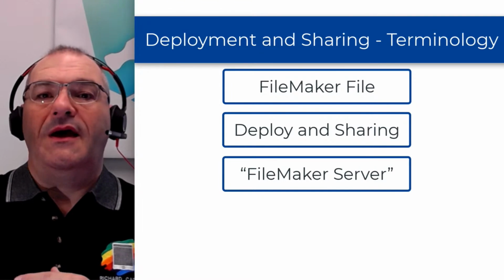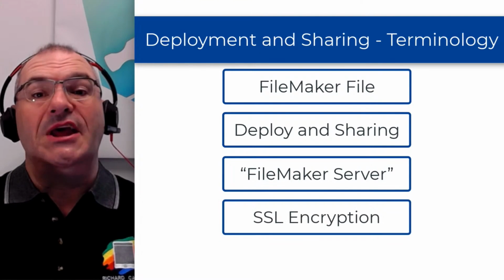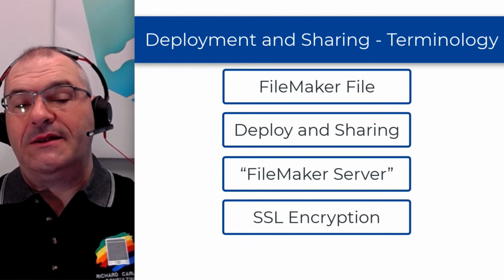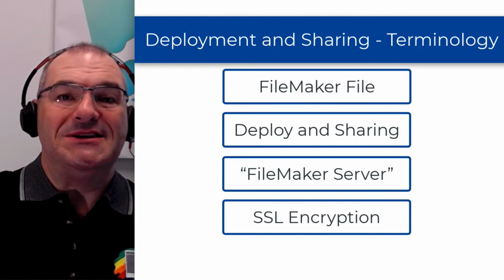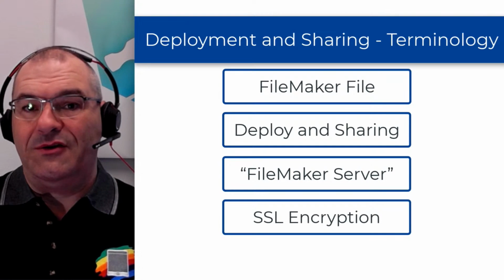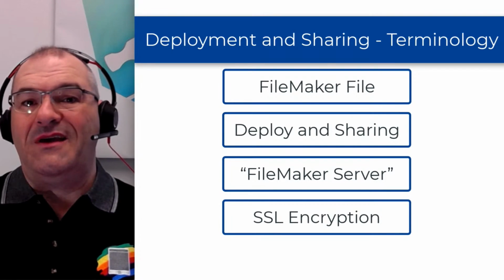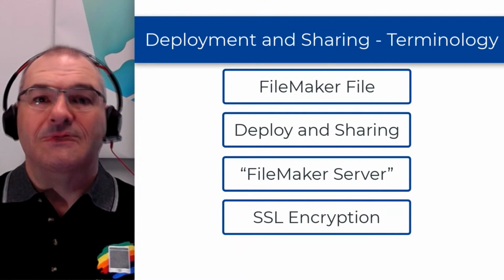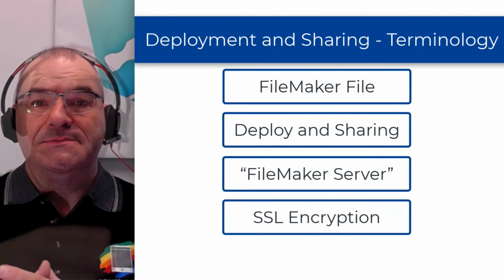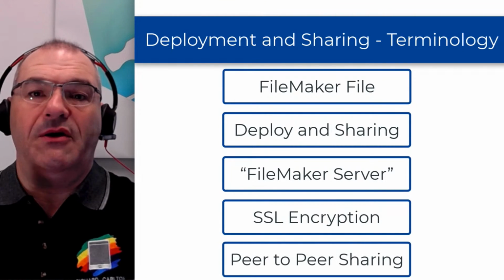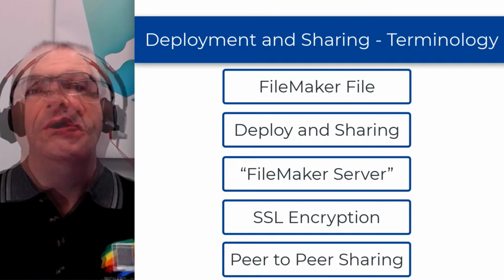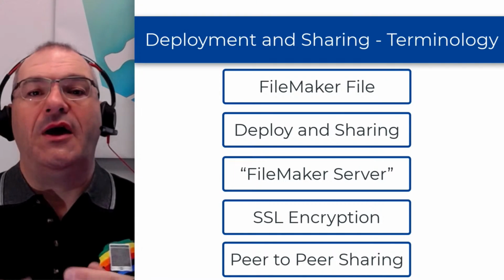You'll hear the term SSL encryption, which is the encryption between the server and the client. And you get that by purchasing an SSL certificate from a third-party vendor. And that price will run between, say, $50 and $100 on an annual or 2-year basis. You'll also hear the term peer-to-peer sharing, which is a legacy feature which has been or will be removed from the FileMaker platform.